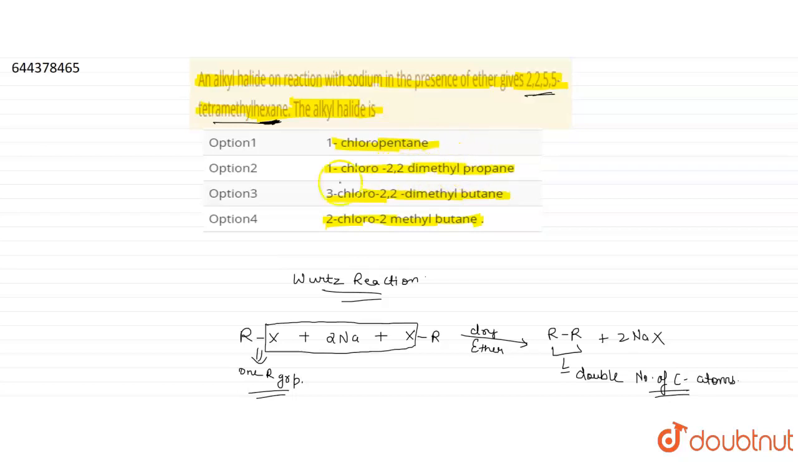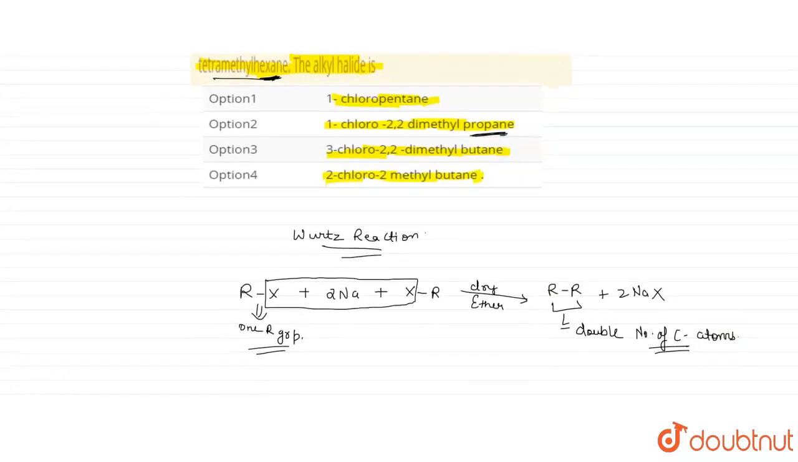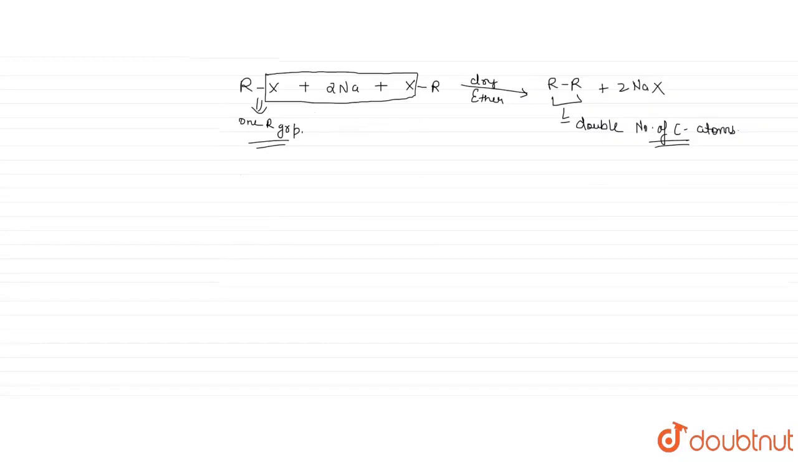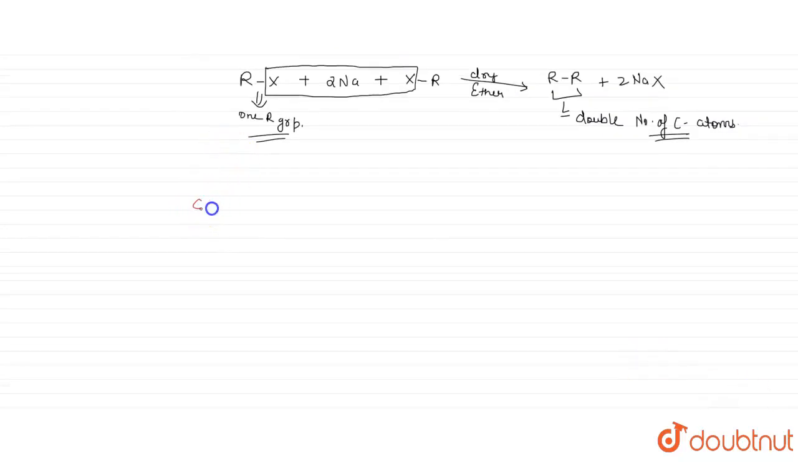As you can see in the second option, we have propane, that means 3 carbon atoms are present in the carbon chain of the alkyl halide. So by using this alkyl halide we will get the hexane. Now let's see if we get this hexane or not. So let us do this reaction. We have 1-chloro-2,2-dimethyl-propane. How can we draw the structure of this 1-chloro-2,2-dimethyl-propane? We have propane, that means we have a carbon chain of 3 carbons like this, and we have chloro at the first carbon.